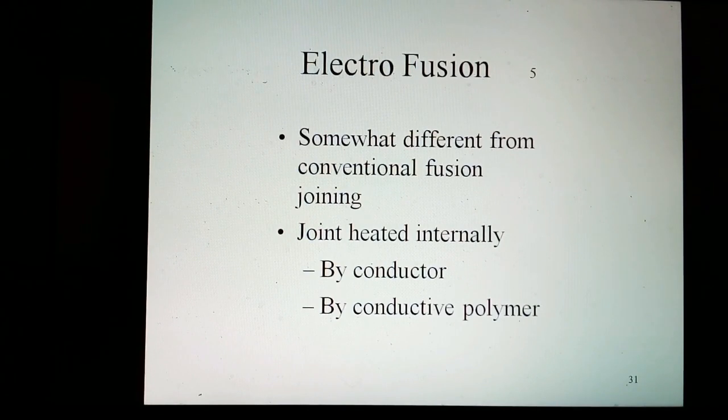Electrofusion is a technique of heat fusion joining that is somewhat different from the conventional fusion joining thus far described. The main difference between conventional heat fusion and electrofusion is the method by which the heat is applied. In conventional heat fusion joining, the heating tool is used to heat the pipe and fitting surfaces. The electrofusion joint is heated internally, either by a conductor at the interface of the joint or, as in one design, by a conductive polymer.